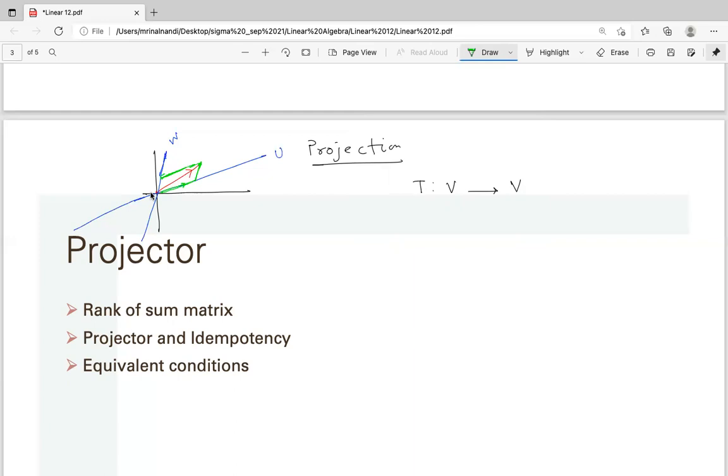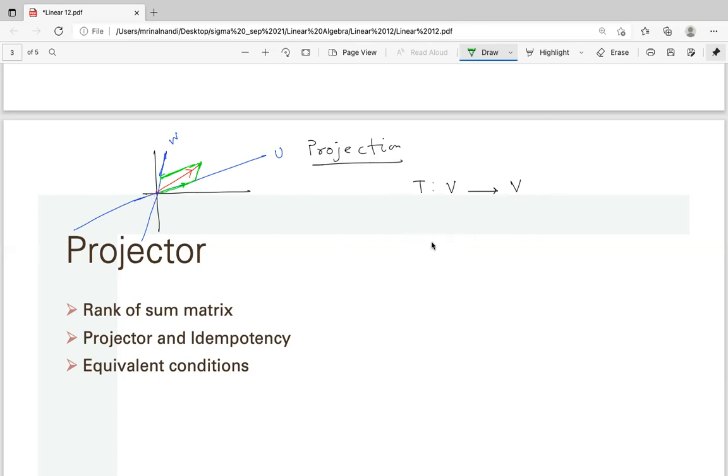So we can write this red vector as the sum of two vectors, U plus W, where U is in U and W is in W, and U and W are complements of each other. Then U is called the projection of U plus W along the space W. So that is for a linear transformation.